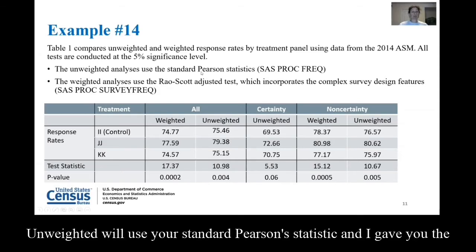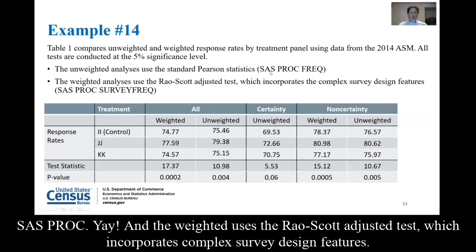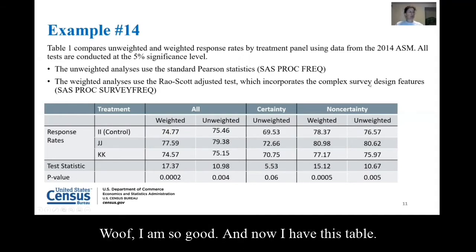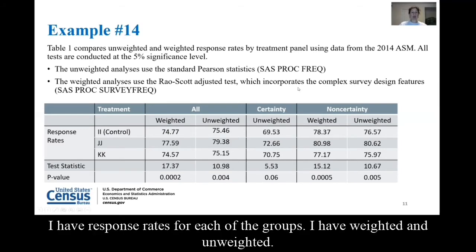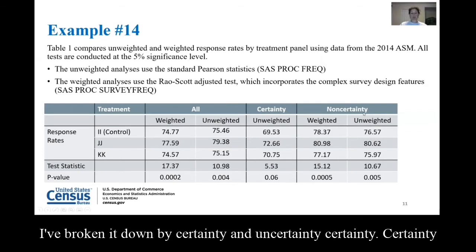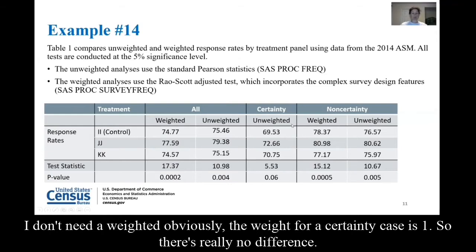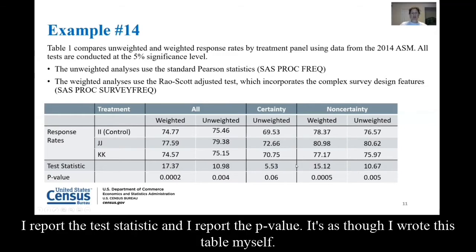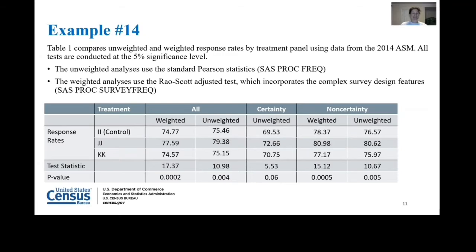Unweighted will use your standard Pearson statistic, and I gave you the SAS PROC. Yay. And the weighted uses the Rao-Scott adjusted test, which incorporates complex survey design features. Oof, I am so good. And now I have this table. I have response rates for each of the groups. I have weighted, unweighted. I've broken it down by certainty and non-certainty. Certainty, I don't need a weighted. Obviously, the weight for a certainty case is 1, so there's really no difference. I report the test statistic, and I report the p-value. It's as though I wrote this table myself.